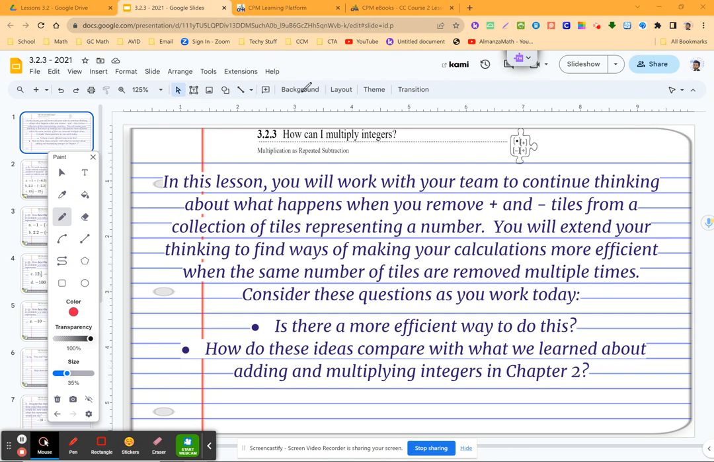And the first slide is explaining we're going to be working with removing positive and negative tiles to represent a number. And you will extend your thinking to find ways of making your calculations more efficient when the same number of tiles are removed multiple times. So when we take away groups of numbers, consider these questions as you work today. Is there a more efficient way to do this? How do these ideas compare with what we learned about adding and multiplying integers in Chapter 2?